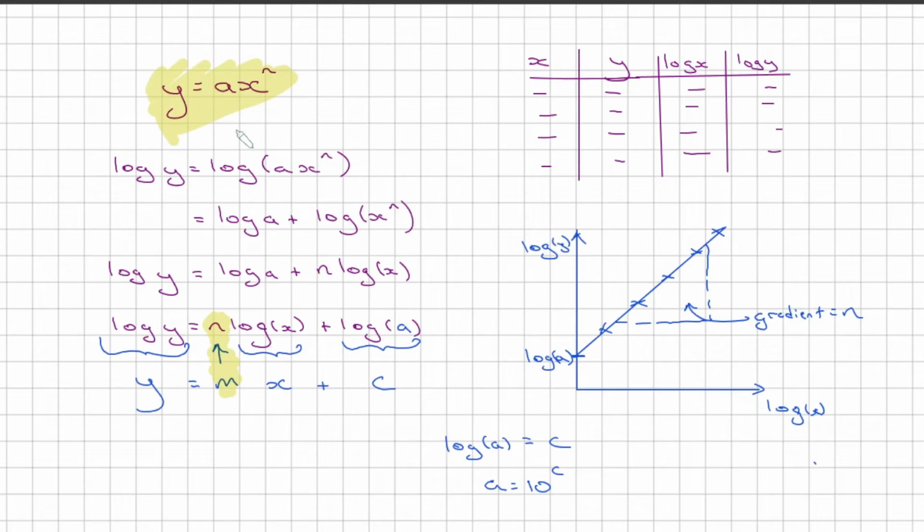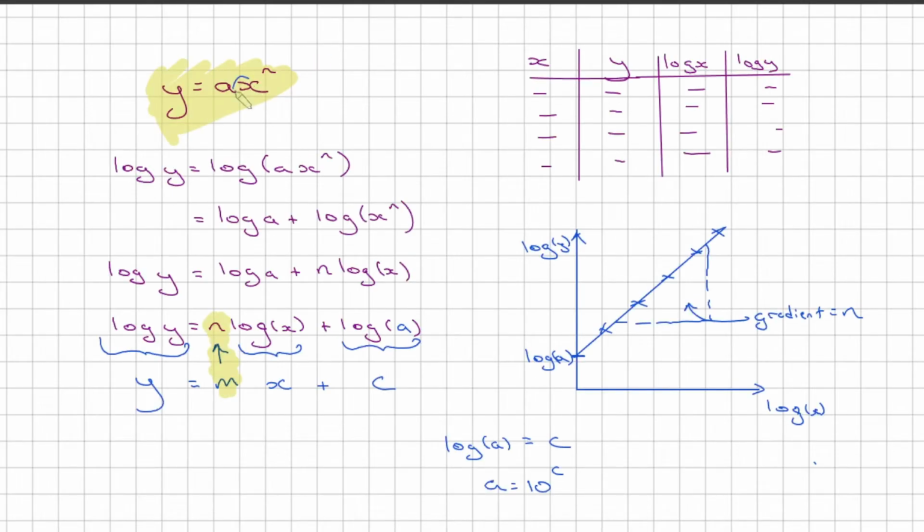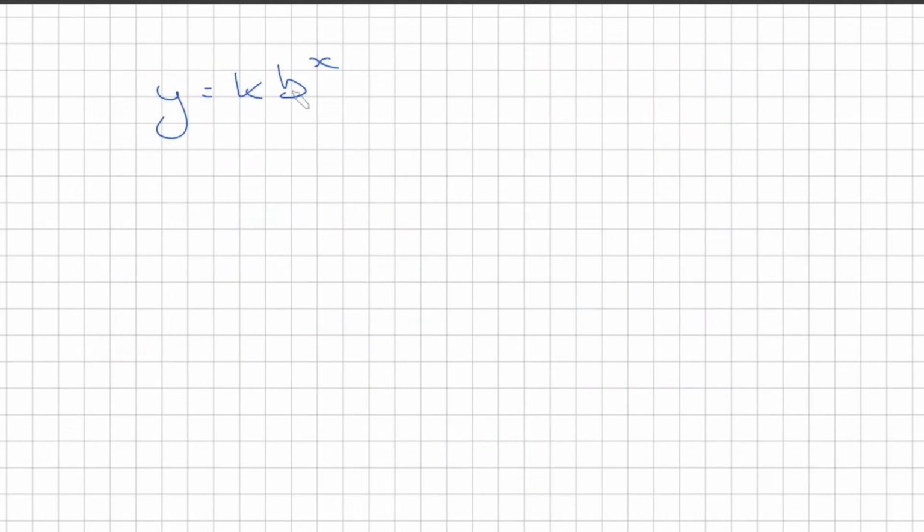We could also do it with an equation where we have a constant times another constant to the power of x. So this time x is the power. In the last example, x was the base, now x is the power. I can do the same approach if I log both sides.